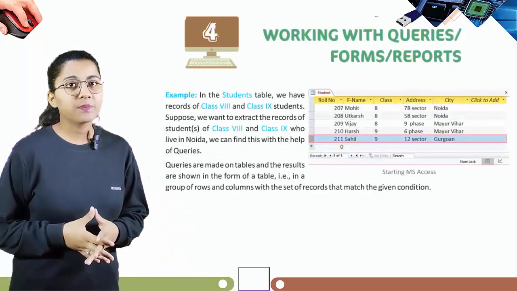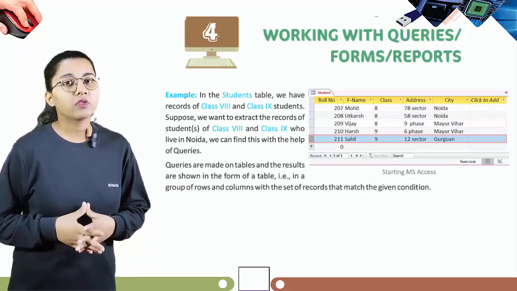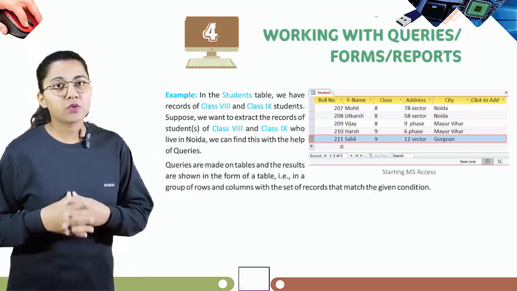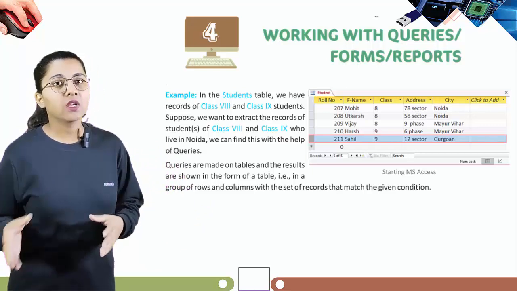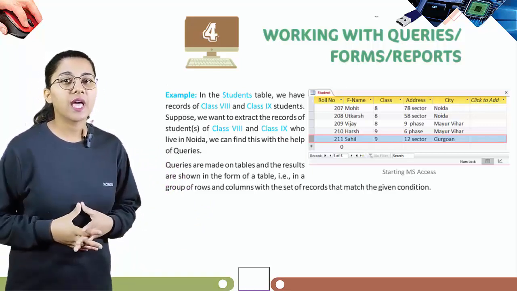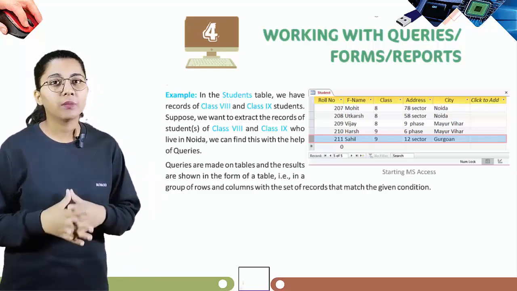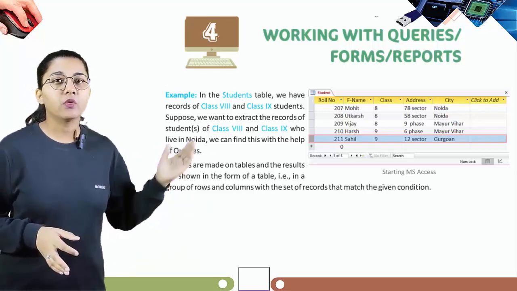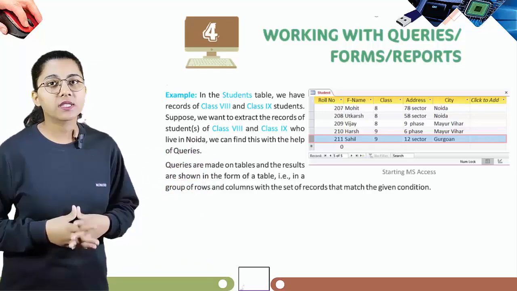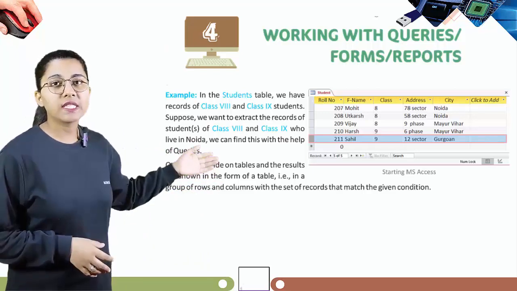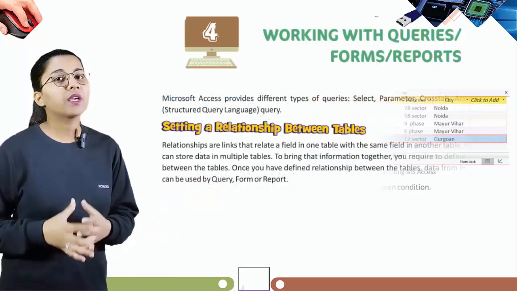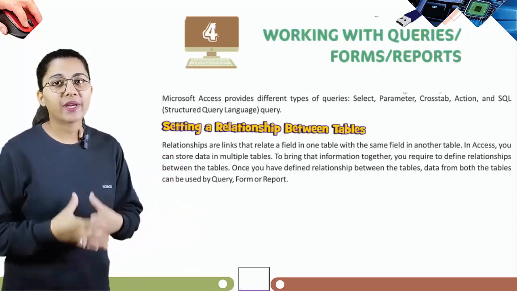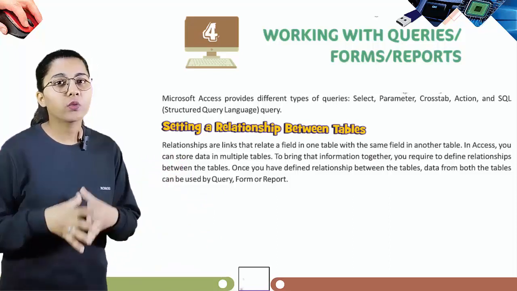So our first example is, in the student table, we have records of class 8th and class 9th students. Suppose we want to extract the record of students of class 8th and class 9th who live in Noida. We can find this with the help of queries. Queries are made on tables and the results are shown in the form of a table, that is, in a group of rows and columns with the set of records that match the given condition. Here you can see the interface of starting MS Access. Microsoft Access provides different types of queries: select, parameter, cross-tab, action and SQL, that is structured query language.